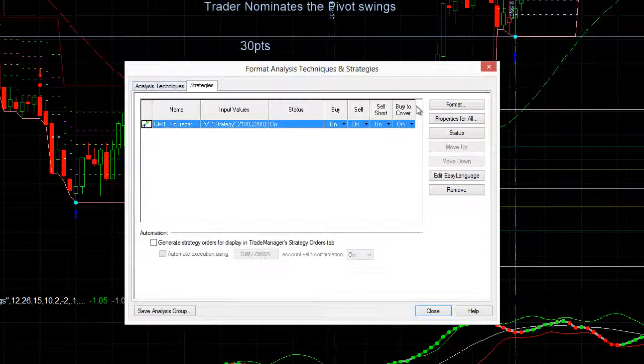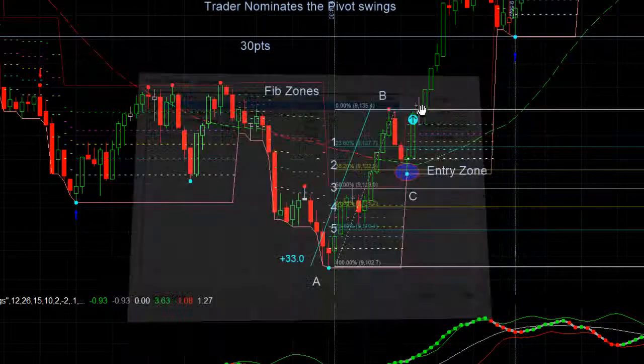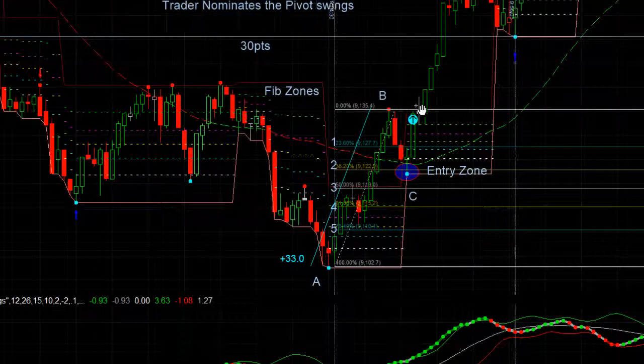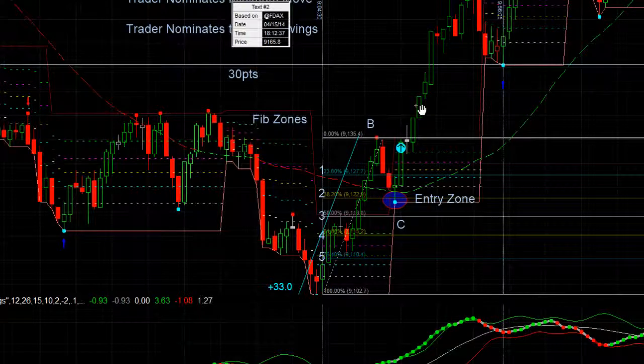I've got a pivot high of 3 and a pivot low of 5. I'm pretty happy with that. Normally we have them the same, 5 and 5, 3 and 3. For this purpose I've got them slightly split, but this is basically dictating where my pivots will print. So once my pivot prints, because you're nominating your pivot swings and you're nominating the minimum move, once you've got that, will give you your A, B, C setup.